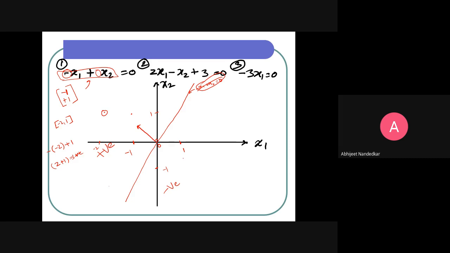Now suppose I put some point here, let us say 2 and 1, say this one, which is the point on this side of the line. So 2, 1 will give you -2 plus 1. So the net value is negative. So your neuron will not fire.